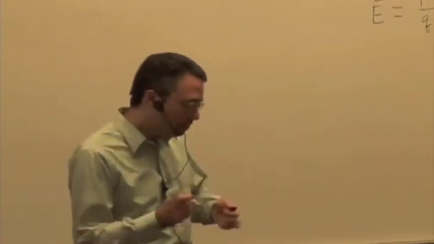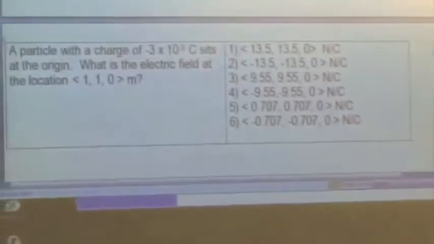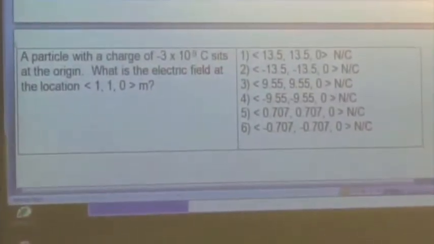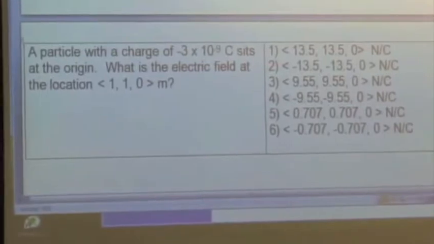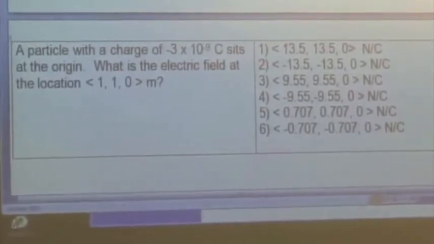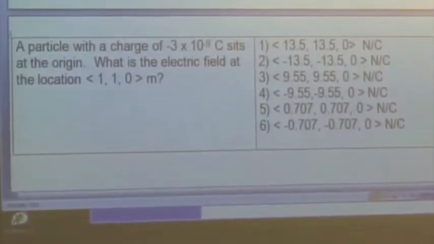Okay, why don't we try just another quick question as well as a review, and we'll skip that one. We did an example last time. Let's have you try one. Here's a particle with a charge of negative 3 times 10 to the minus 9 coulombs sitting at the origin. We want to find the electric field due to that charged particle at 1, 1, 0 meters. Okay, so now we're going to use the second relationship. Take a minute or two, see if you can calculate the electric field at that location due to that charged particle.